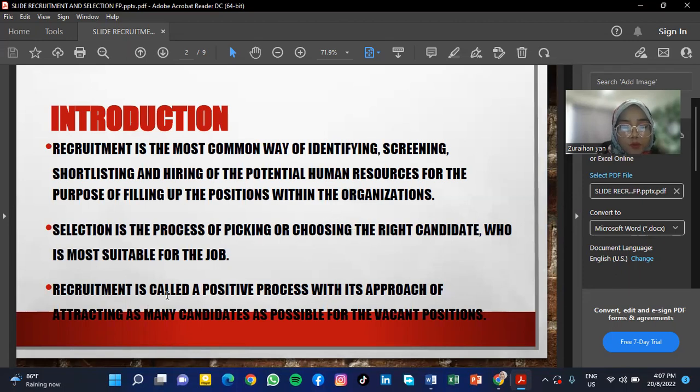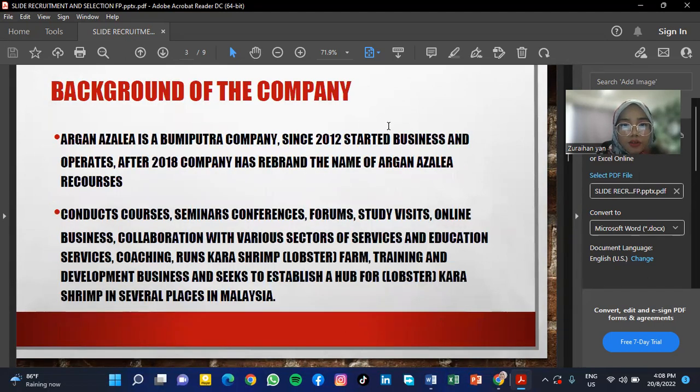And then the last one: recruitment is called a positive process with its approach of attracting as many candidates as possible for the vacant position, in the process of identifying and making potential candidates apply for the job. On the other hand, selection is the negative process with the elimination of as many candidates as possible. There are numerous individuals applying for the job, but selection is made only for those individuals who are qualified and proficient.